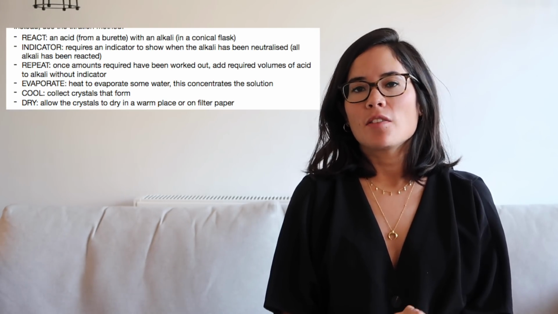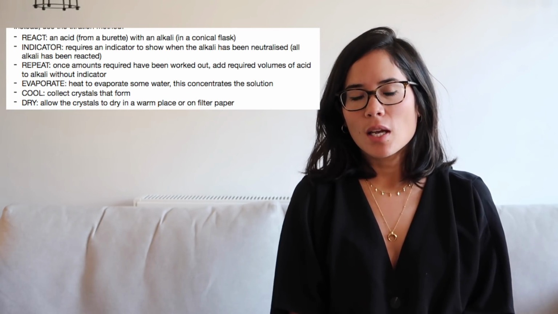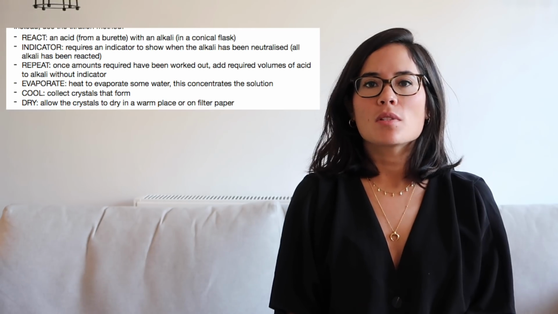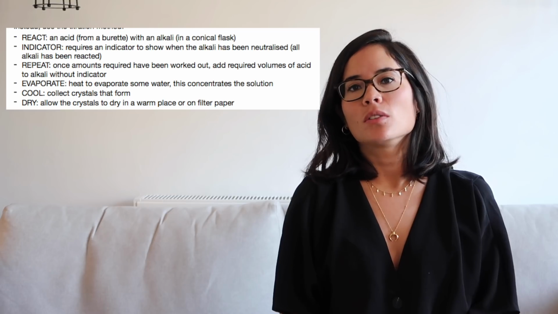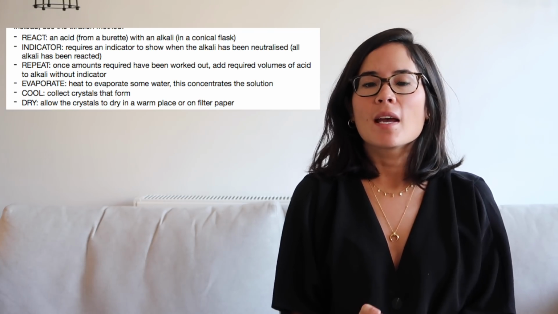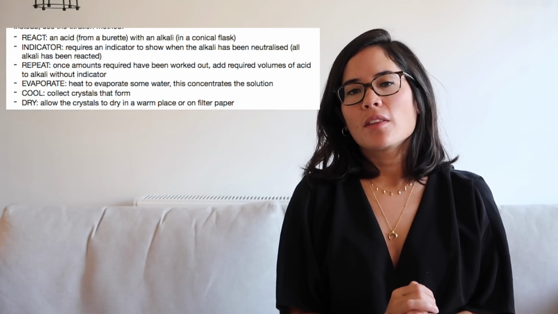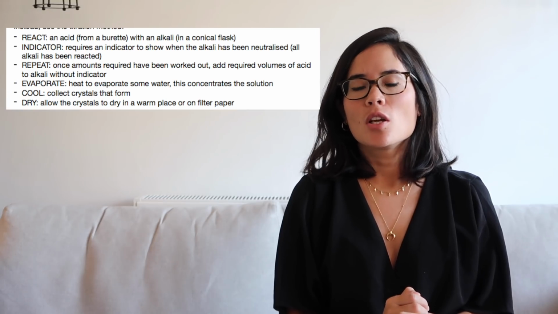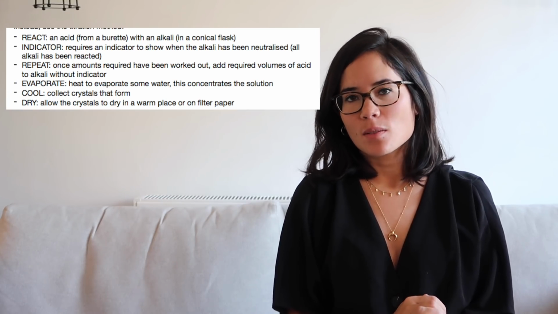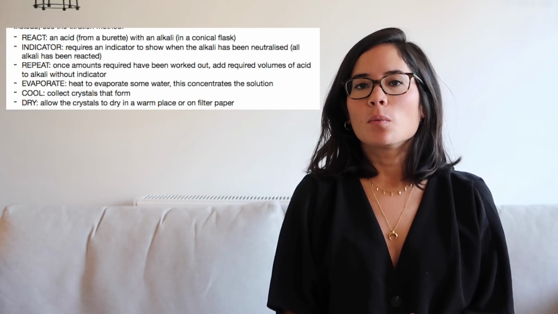Then you repeat the entire experiment, this time without the indicator, because obviously that would disrupt your salt. And because you know the exact volumes of both the acid and the alkali, you can create the exact amount of salt. There won't be any excess to dissolve away, and therefore you'll have a perfect salt. Once you've done that, your method is the same as we've just described with crystallization. Because you've got your solution, you now need to evaporate off the excess water. You need to allow it to cool, and then you're going to leave it to dry in a warm place again. So it's very similar to the crystallization method.